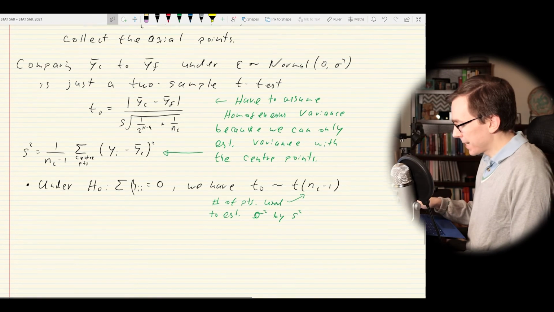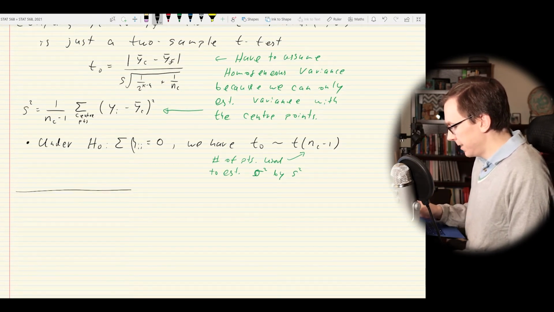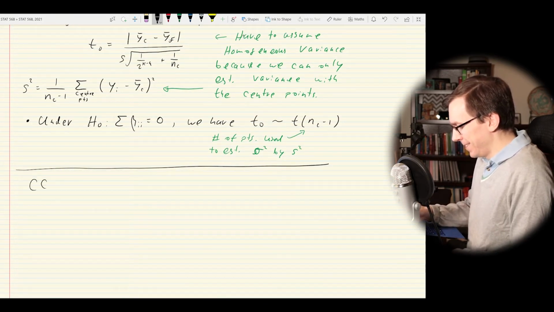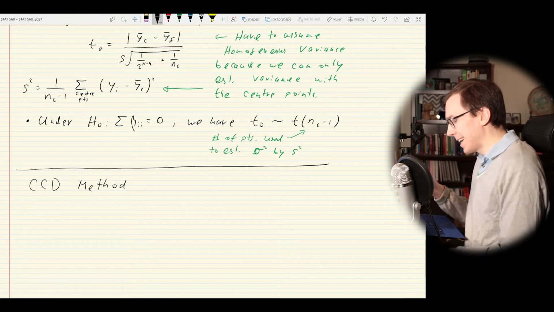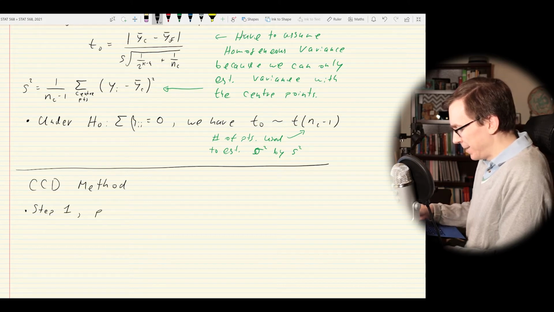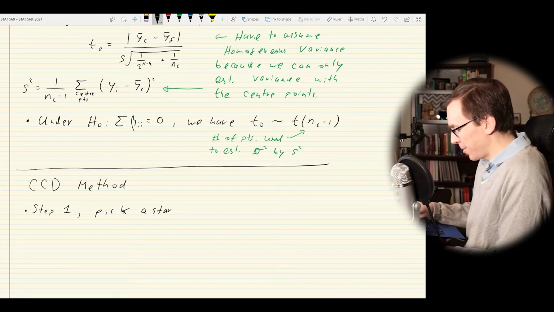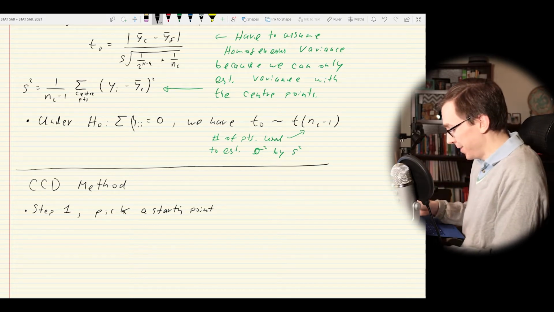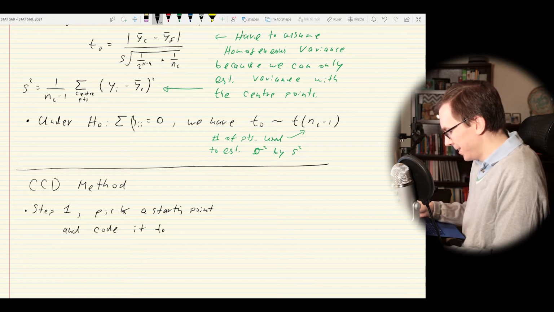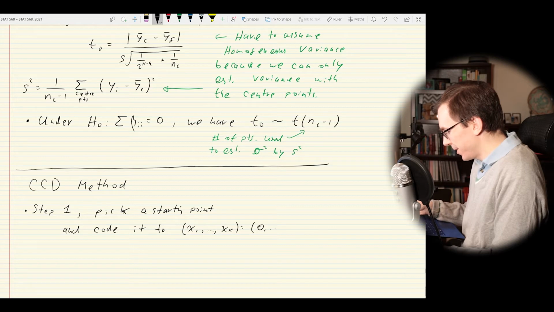All right, so how can we use this in practice? Well, the idea is roughly this, I'll call it the CCD method for central composite design. So step 1 is pick a starting point, which would be some values for your factors, and code it to basically x1 through xk equal to 0, 0.